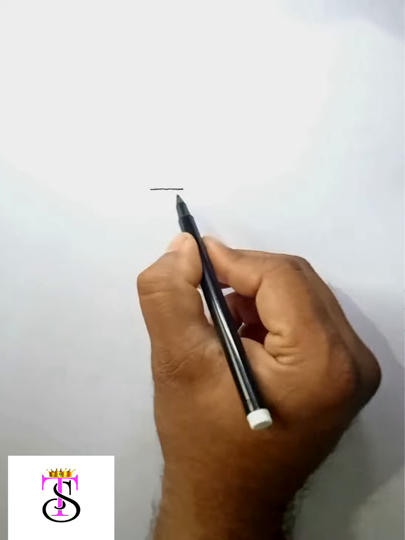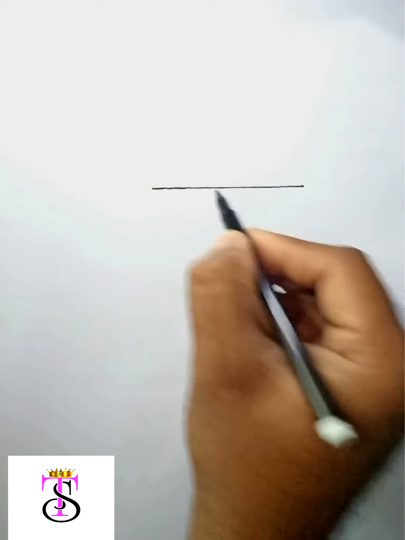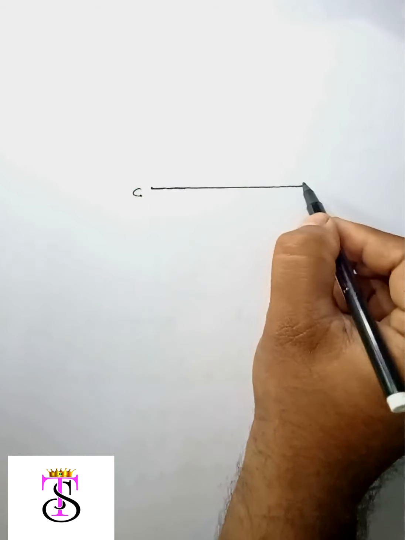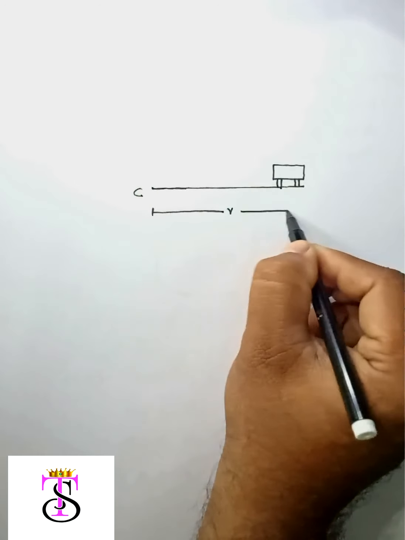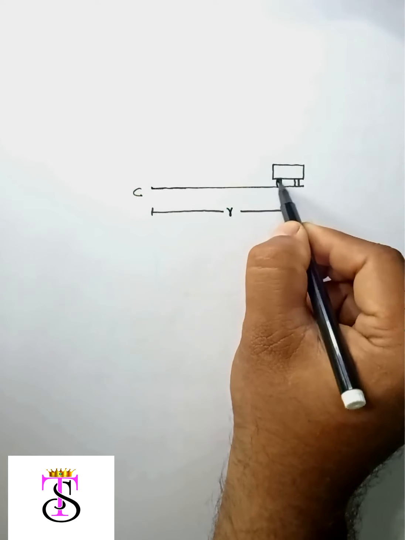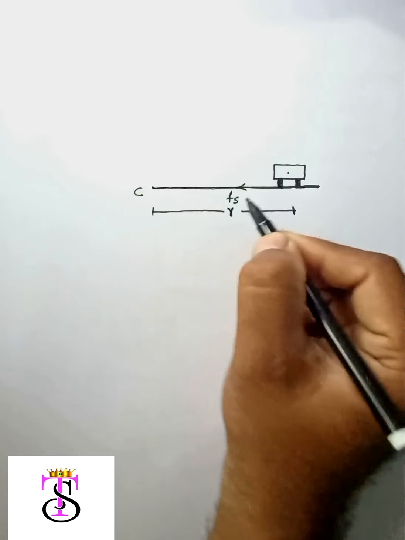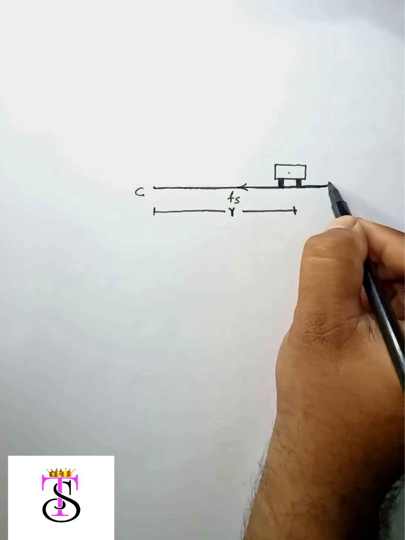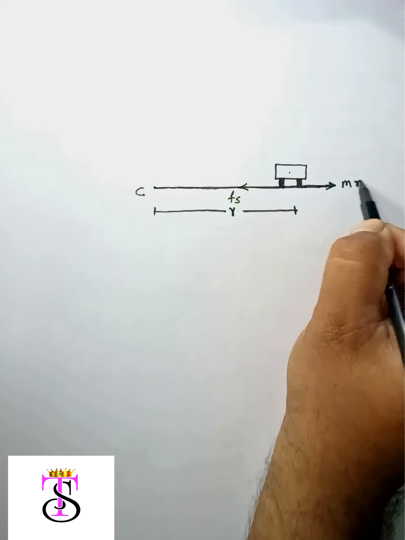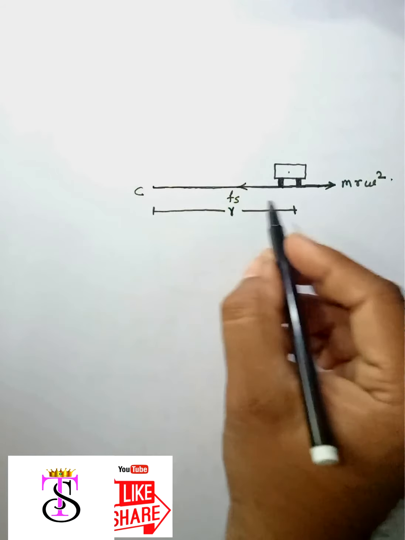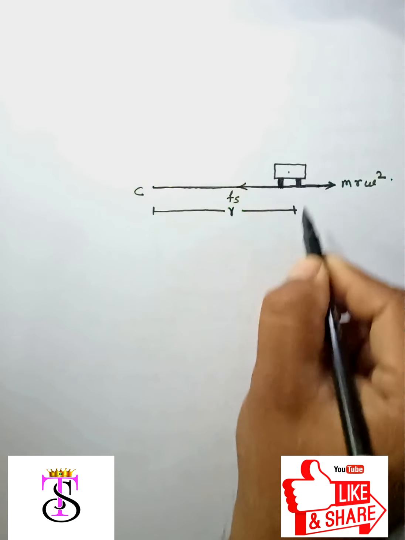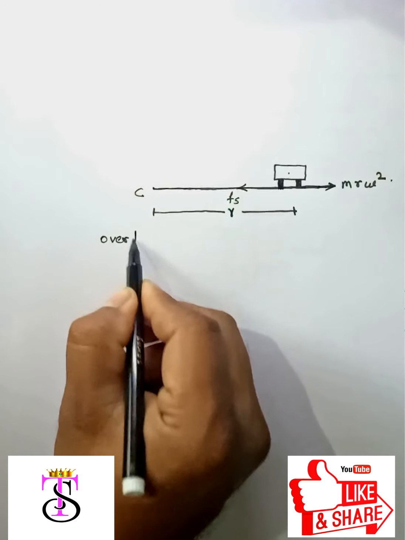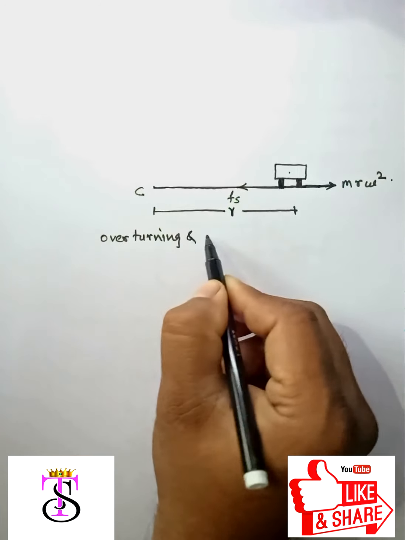Hello friends. In the last video I explained that when the vehicle is moving along a horizontal curved road, in that case the force of static friction provides the necessary centripetal force which acts against the centrifugal force in order to keep the vehicle in position, and it will prevent the vehicle from overturning and skidding.